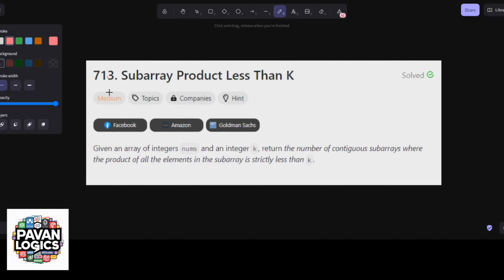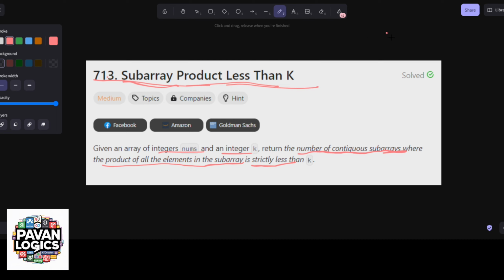So today's daily LeetCode question is subarray product less than k. So we have to return the count of subarrays that are less than k. We are given a nums array and an integer k. The task is to return the number of continuous subarrays where the product of all the elements in the subarray is strictly less than k.